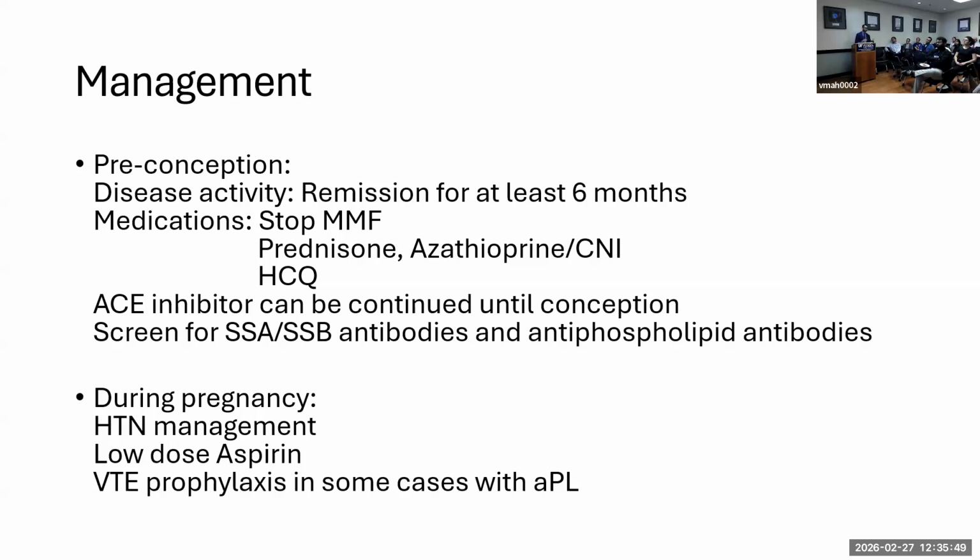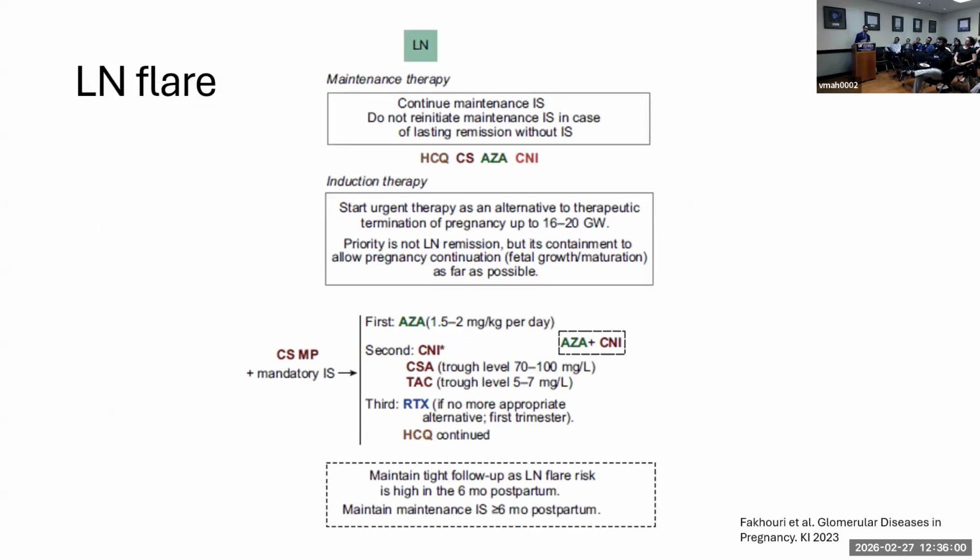And during pregnancy, hypertension management, which we spoke about earlier, low dose aspirin, and then in cases with antiphospholipid antibody syndrome, you want to do VTE prophylaxis. So this is a summary of the management of lupus nephritis flare, which we already covered. Your first line for a flare is going to be corticosteroids plus azathioprine. Second line, you can do CNI, with trough levels for tacrolimus and cyclosporin, and then third line is going to be rituximab if you don't have any appropriate alternative.